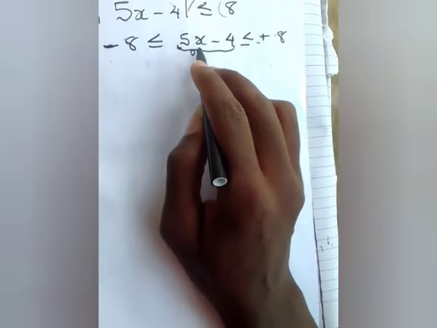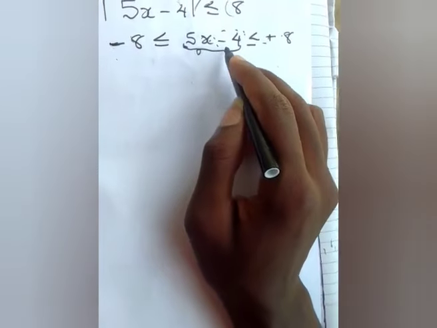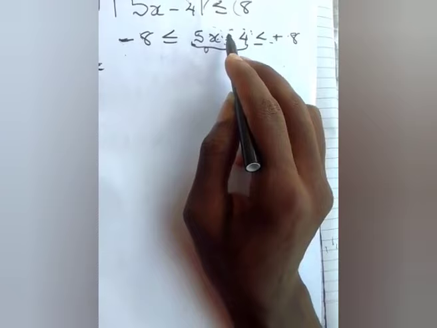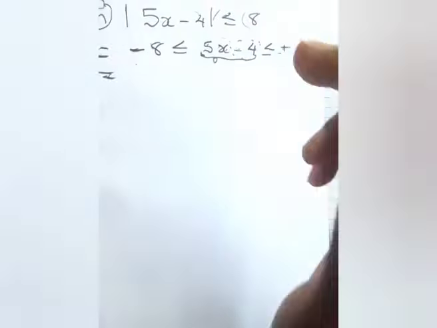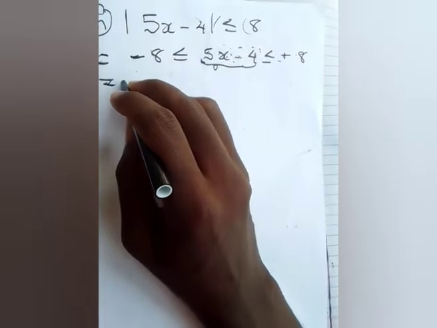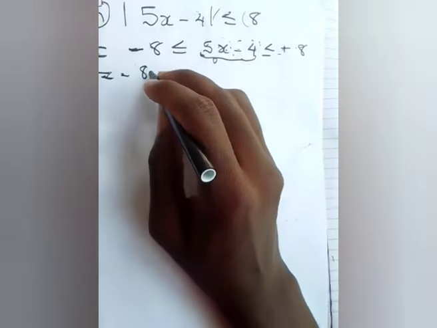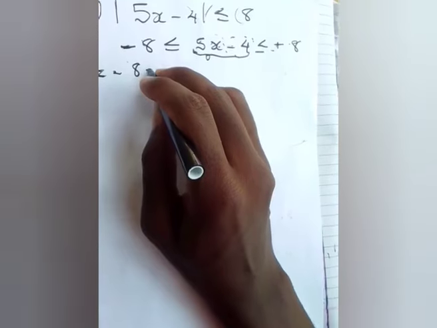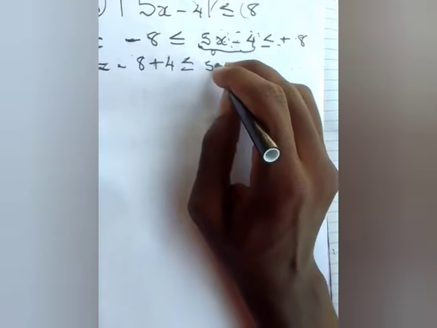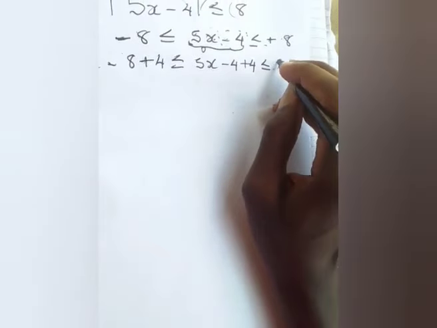So you need to check. I need to end with x, but first I need to get rid of negative 4. What number can I add to this expression at the middle to get rid of this negative 4? It is positive 4. So I'll add that positive 4 on all the sides. Starting with the left side, I'll say negative 8, but I'm adding positive 4. You come to the middle part, you say 5x negative 4 plus 4, less than or equal to 8 plus 4.